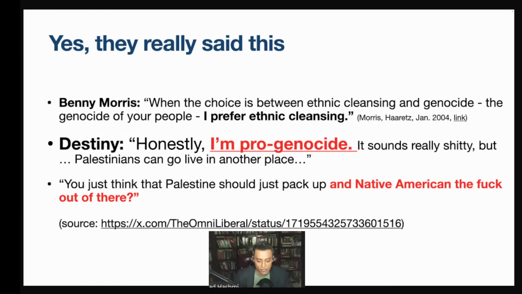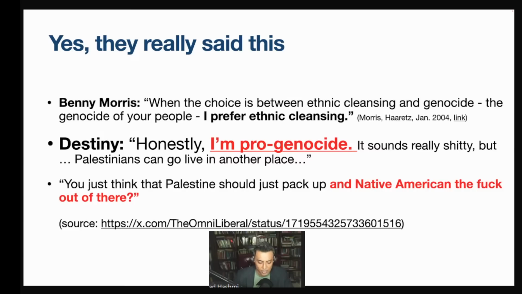This is the context of the current Gaza crisis. Like Benny Morris, Stephen publicly supports the two-state solution, even as he thinks, and perhaps even hopes, that ethnic cleansing is inevitable. Honestly, he says, I'm pro-genocide. Palestinians can go live in another place. His interlocutor asked rhetorically, so the Palestinians can, quote, Native American the F out of there?